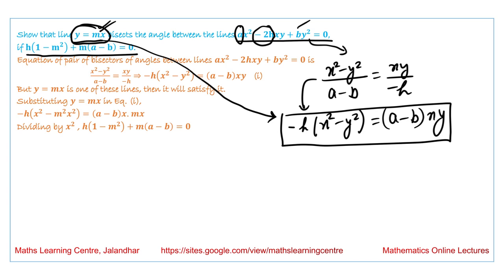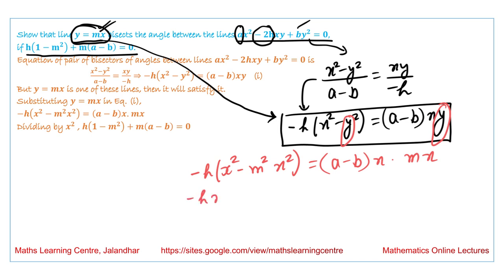It means this line should satisfy this equation. So in place of y, we substitute this value. In this equation, in place of y, we are substituting this value, and we obtain minus h into x square minus m square into x square, that is equal to a minus b into x into mx. So if we take x square common, we obtain minus h x square into 1 minus m square, that is equal to a minus b x square m.